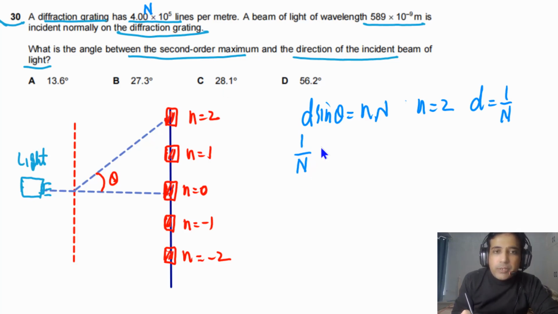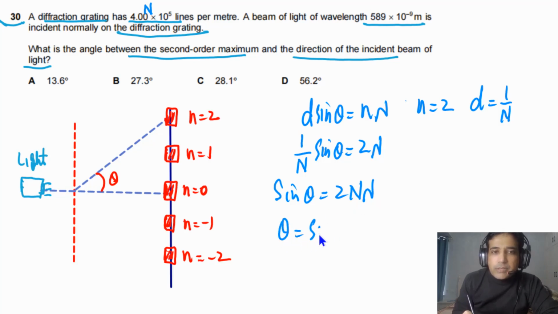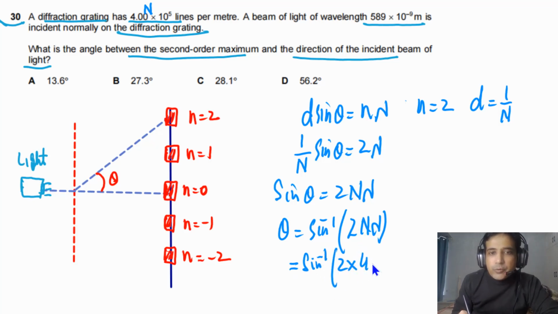So here we have sine of theta, and this is equal to 2 times lambda. In this case we will get sine of theta equal to 2 times capital N times lambda. We need to find the angle, so we need to take sine inverse of 2 capital N times lambda. Now we can plug in values. Sine inverse of 2 times N, which is equal to 4.0 times 10 to 5, and lambda we have, that is 589 times 10 to minus 9.